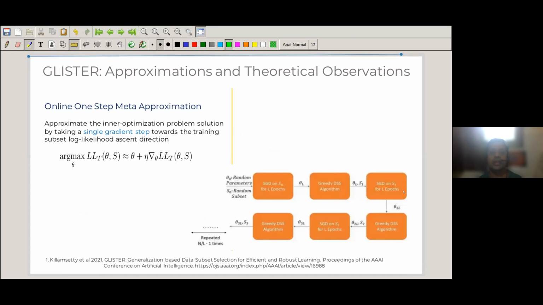However, there's a better strategy. What you do is you approximate the inner optimization problem solution. So in the previous slide, you saw that I had on the validation set LLV, and on the training set, I was trying to estimate the theta on the subset S.